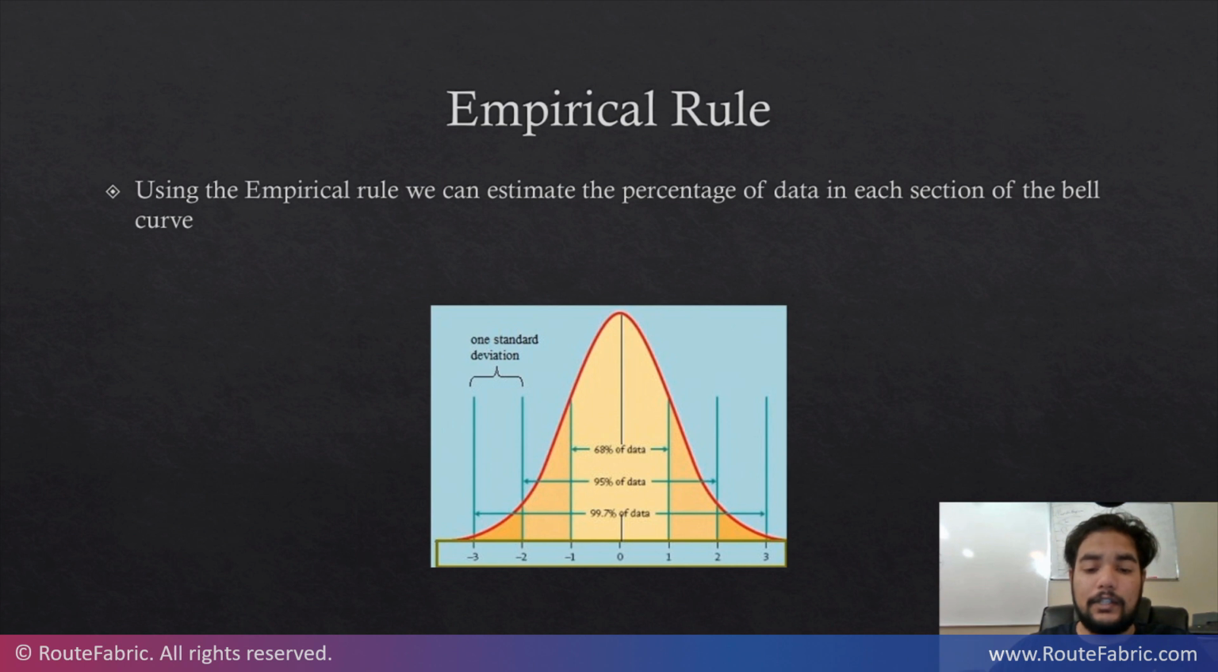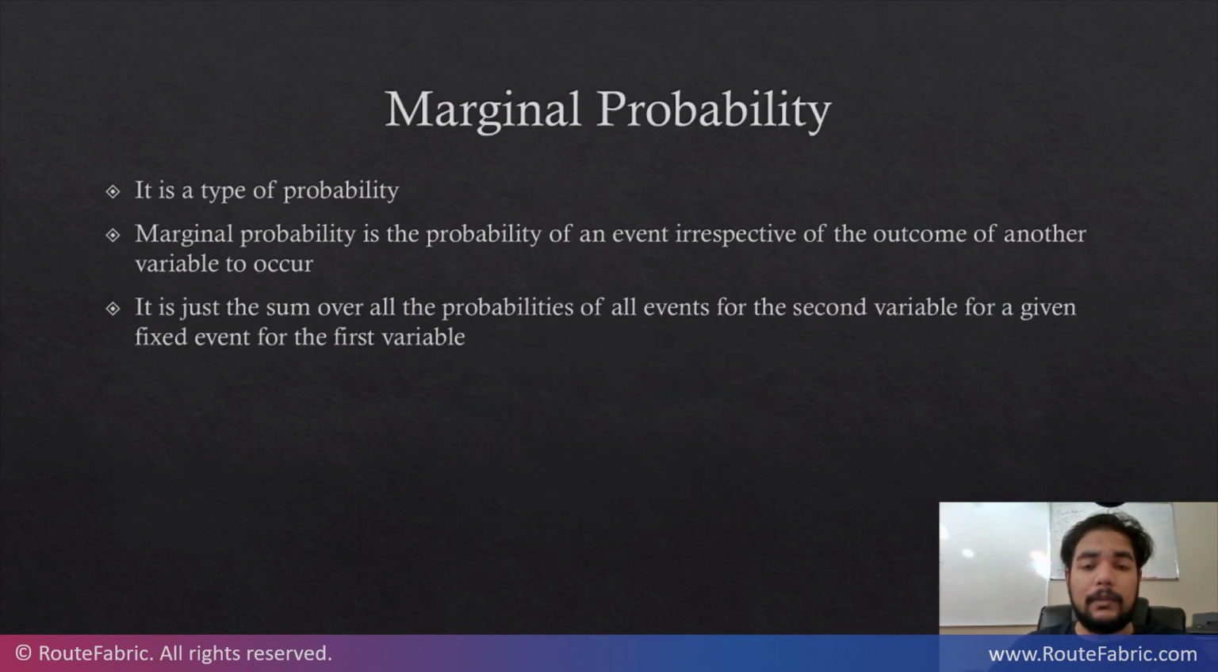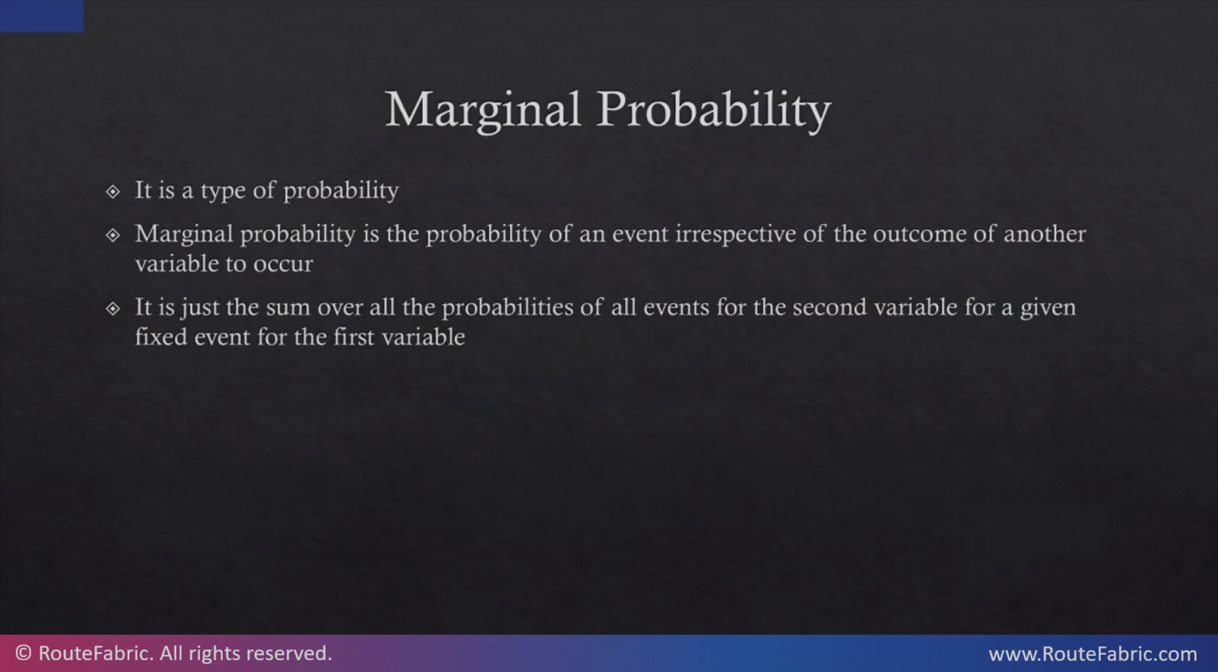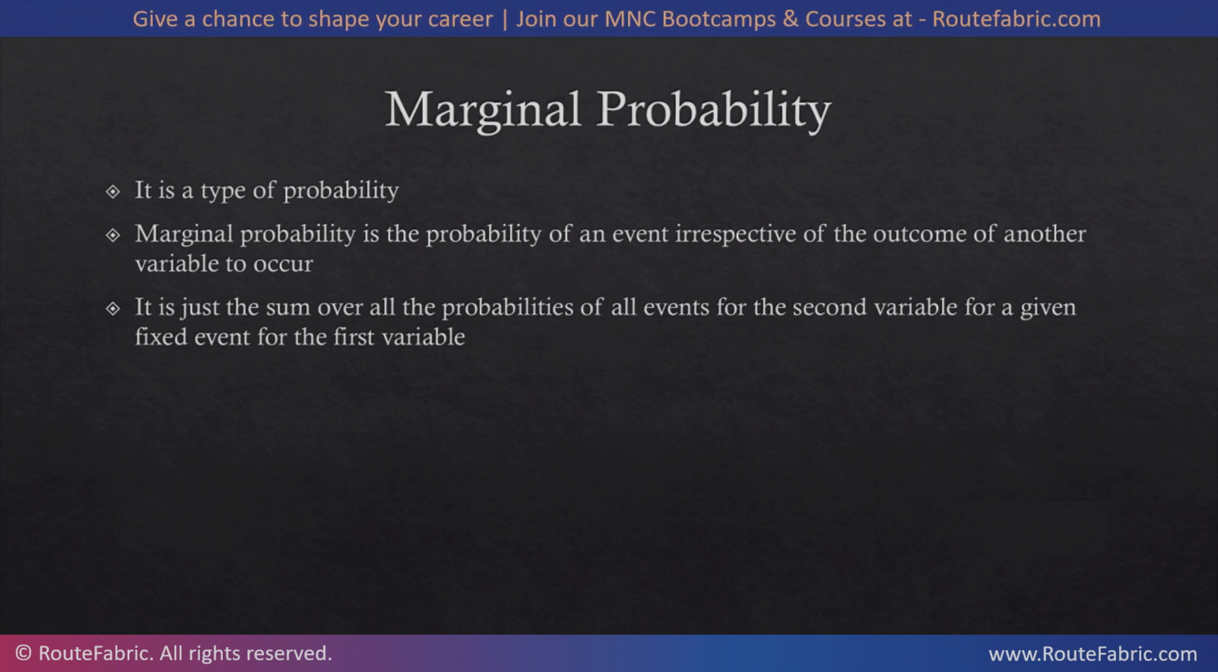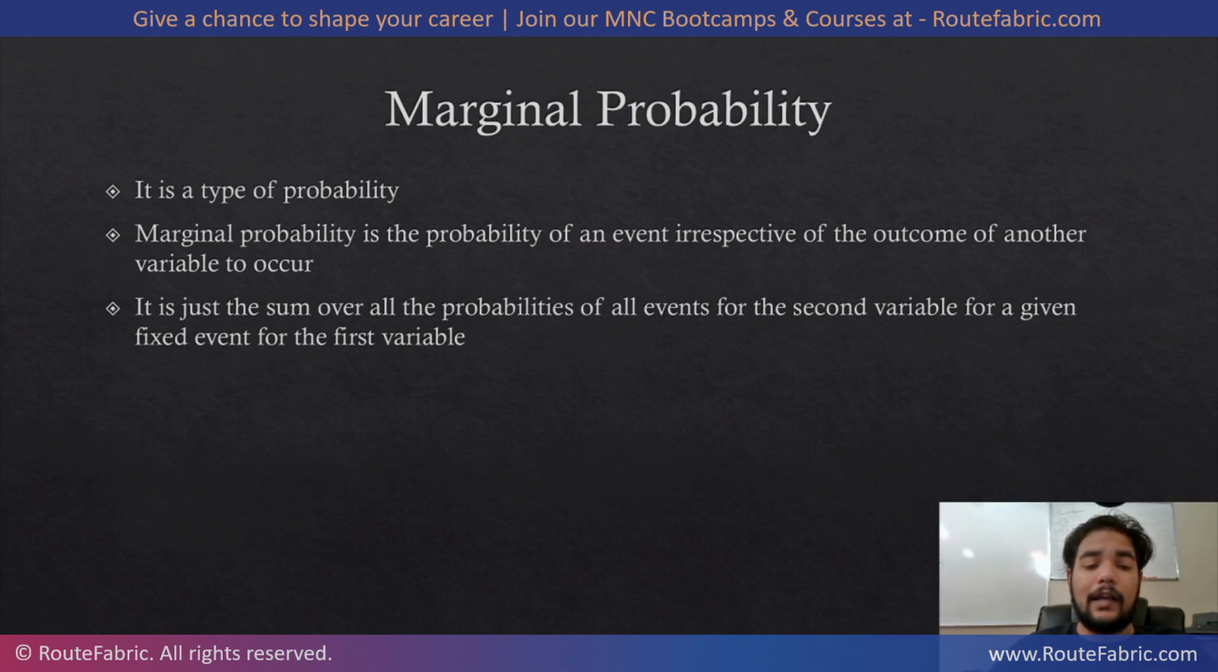Marginal probability is a type of probability where the probability of an event to occur is not impacted by the outcome of any other variable. To find marginal probability, all you have to do is add all the probabilities of the event A, then divide them by all the events.